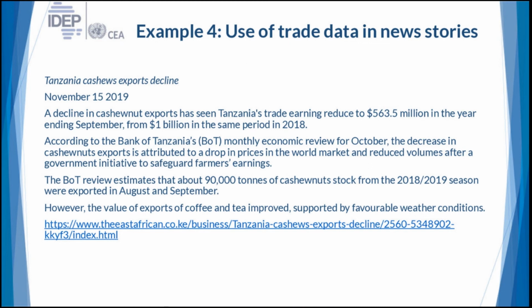They issue a monthly economic review. The review that was looked at was for the month of October. You can see how the reporter was quick in finding the latest review from the Bank of Tanzania and finding a story within there. The story also identifies that there was an estimated production of about 90,000 tons, and now brings in the element of the season, the 2018-2019 season, and when the exports happened.